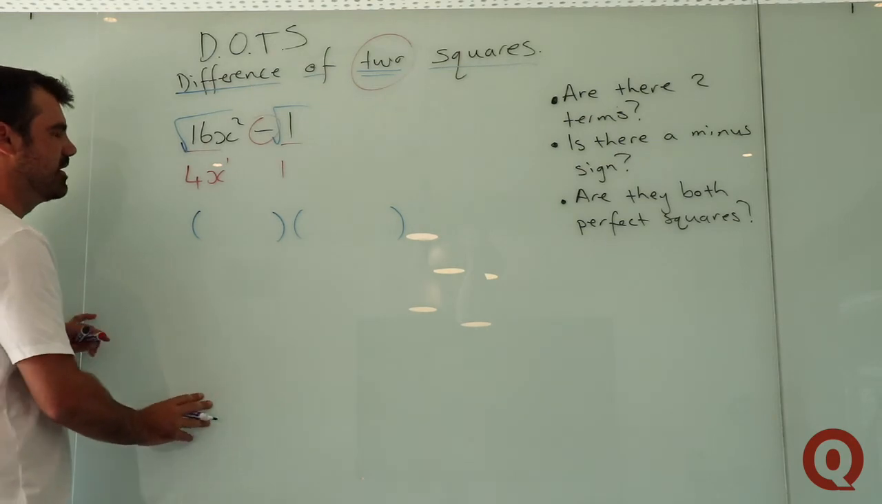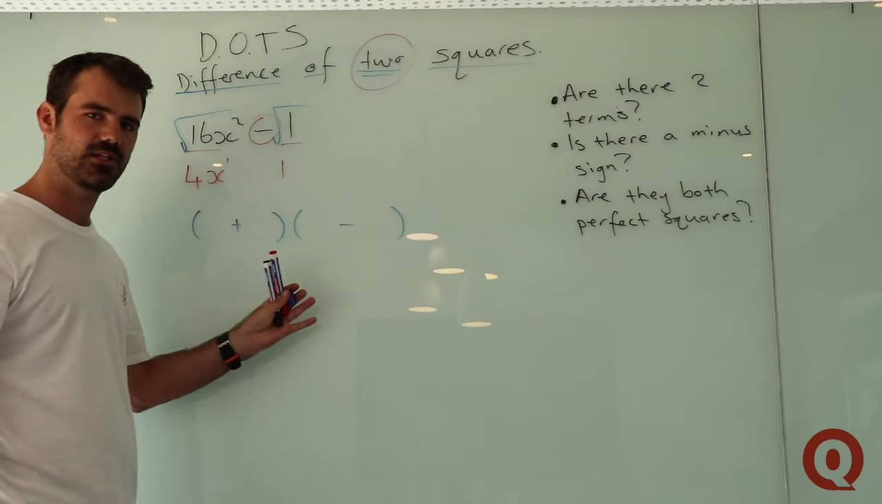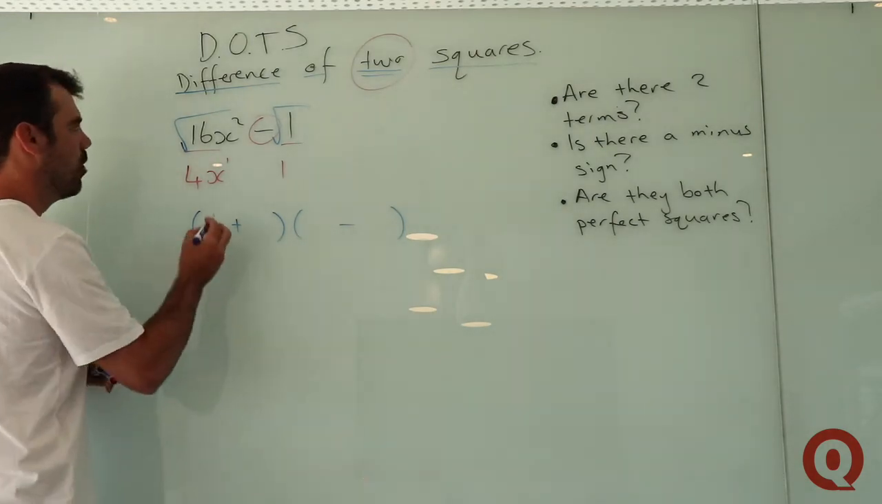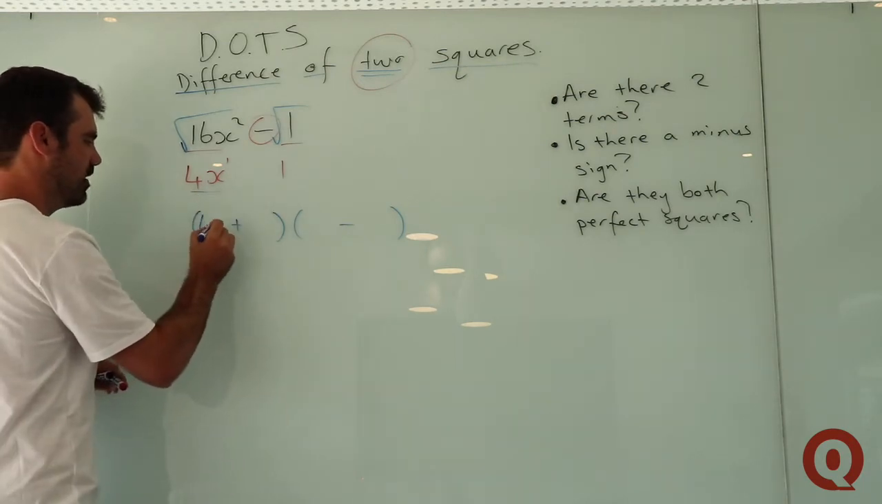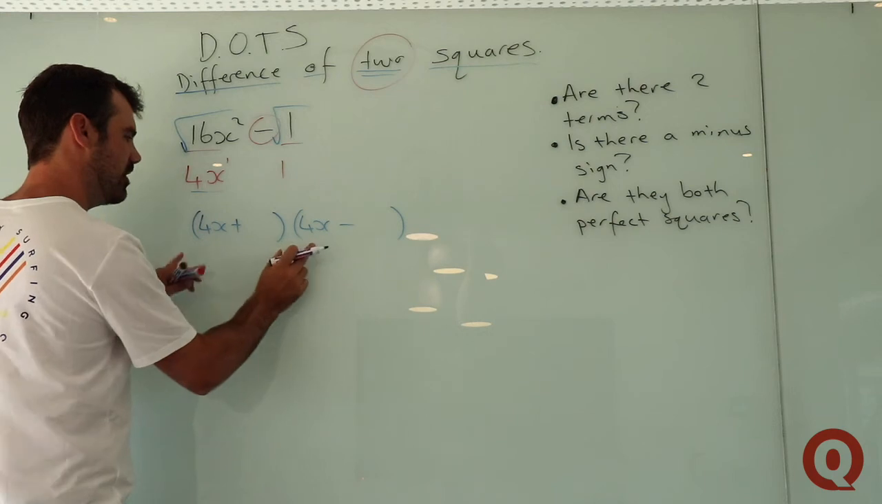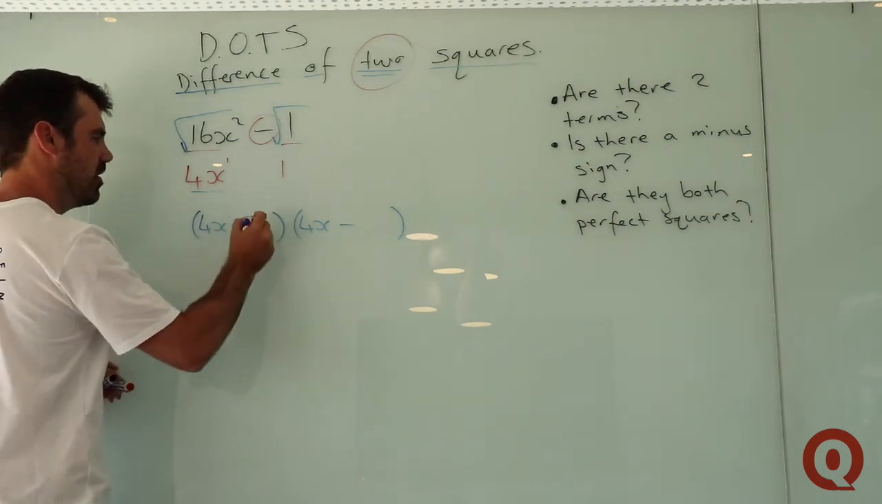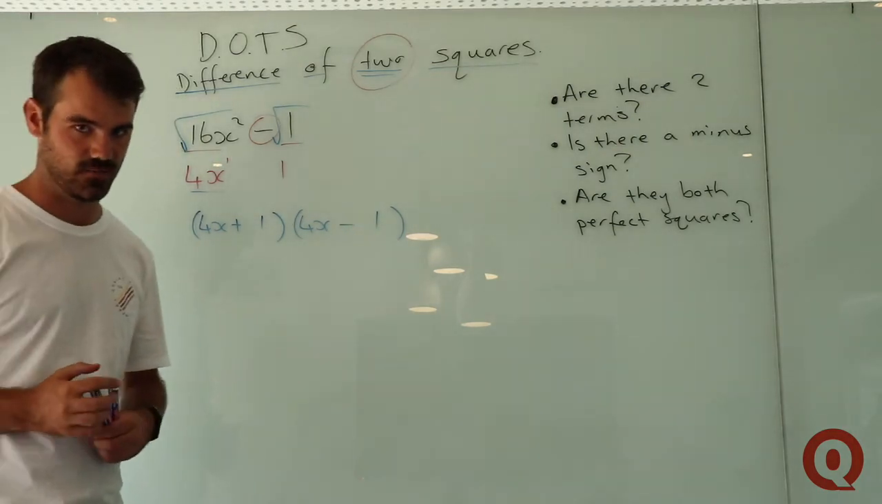Now, what happens is we need to have a plus and a minus sign. I'll explain to you why we have to do those, but for now, let's just leave them. So, what is the square root of 16x squared? We've found it to be 4x. So we place these 2 in the front of my 2 brackets. What is the square root of 1? Well, it's 1. So it'll be 4x plus 1 and 4x minus 1.